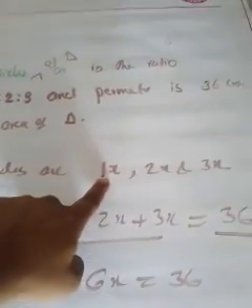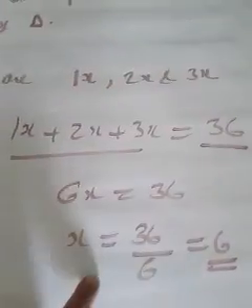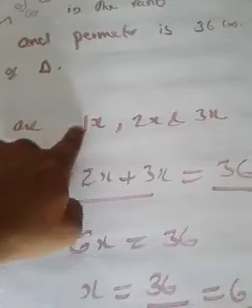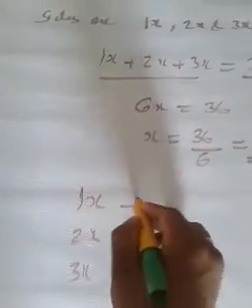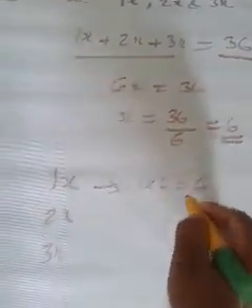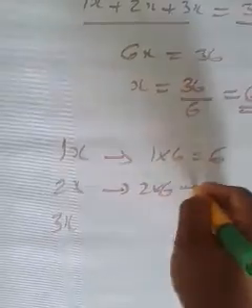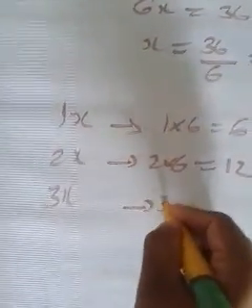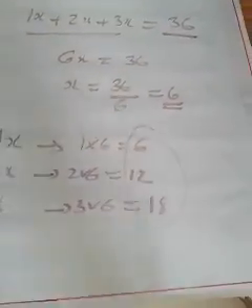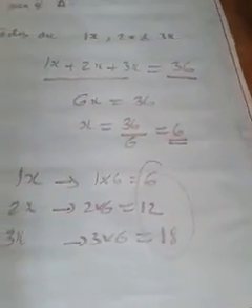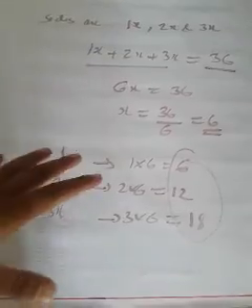Then the three sides will be 1x, 2x, 3x. Now we got x as 6. So 1x becomes 1 into 6, that is nothing but 6. The first side is 1x, the second side is 2x, the third side is 3x. And 2x becomes 2 into 6, that is nothing but 12. And 3x becomes 3 into 6, that is nothing but 18. These are the three sides. Then you can easily calculate the area by using these three sides. I'm not going to discuss that. You have to try yourself.